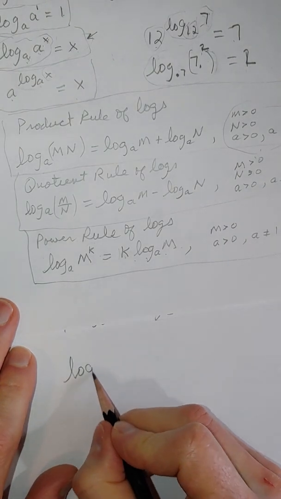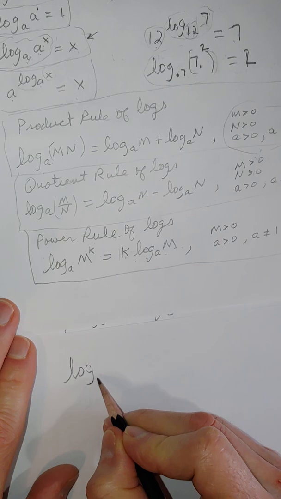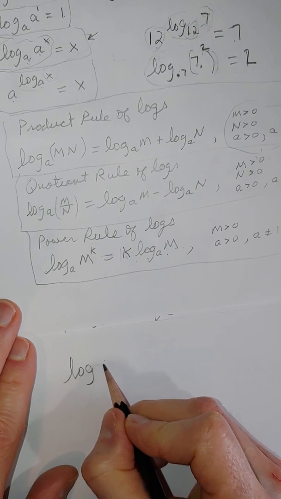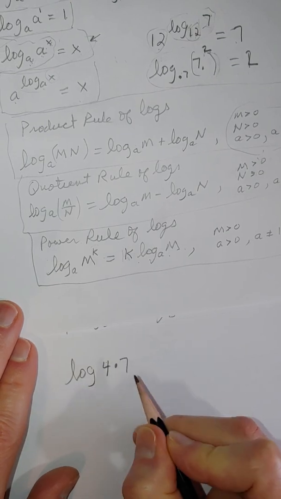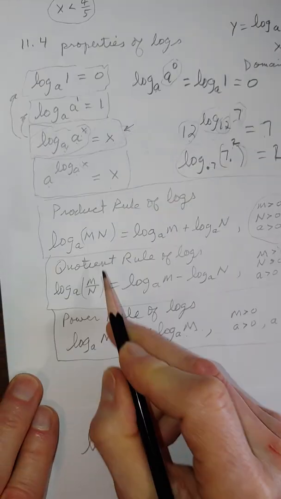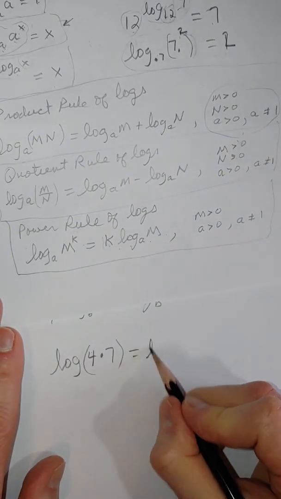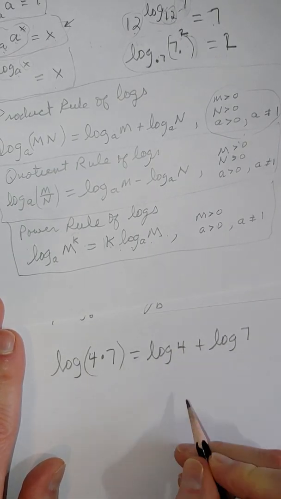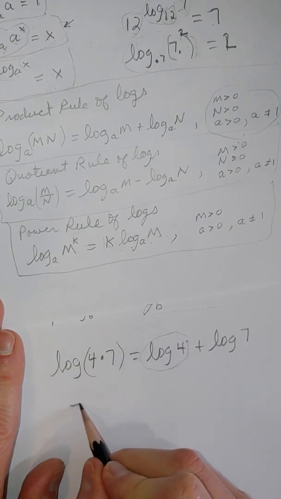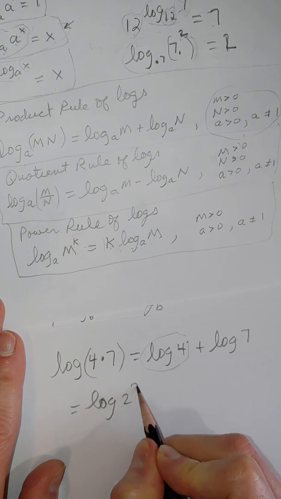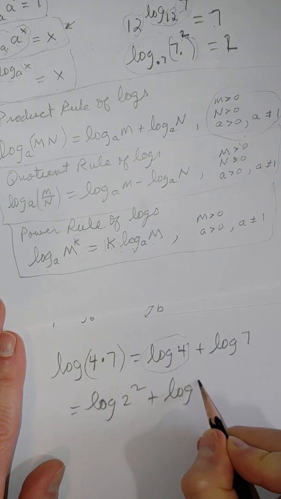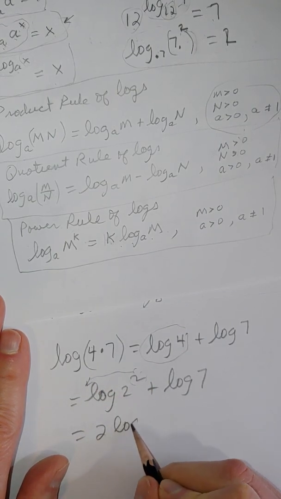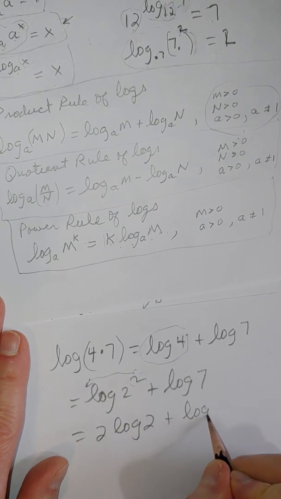Like if I had log, and I don't put a base, I'll leave it off so it's a 10. Say we had log of 4 times 7, for example. Well, by this product rule, I could write this as log of 4 plus log of 7. And if I wanted to, since 4 is 2 squared, it's log of 2 squared plus log of 7. This one, I could bring the 2 down over here and write it as 2 times log of 2 plus log of 7.